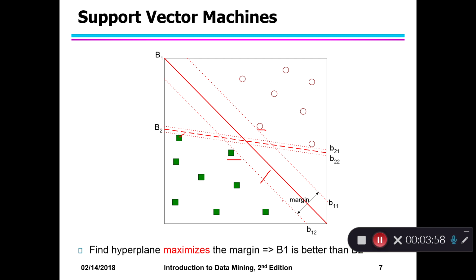So among B1 and B2, we have a larger margin for B1. So B1 is a better option to choose as a hyperplane for this set of data points.